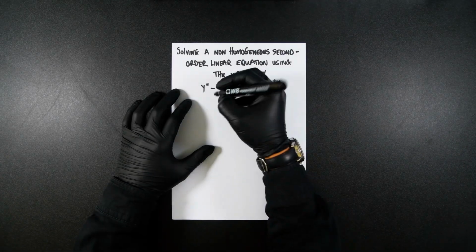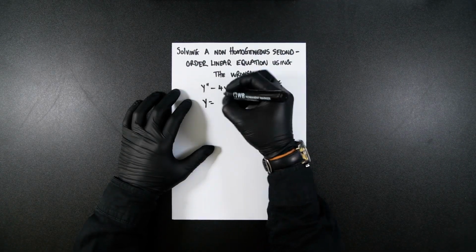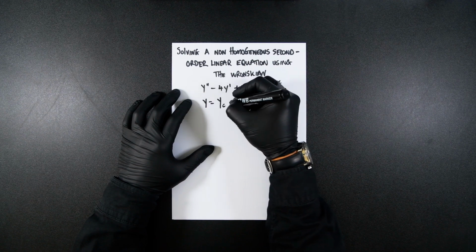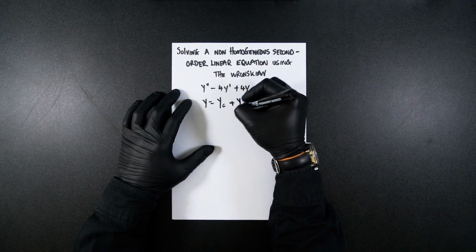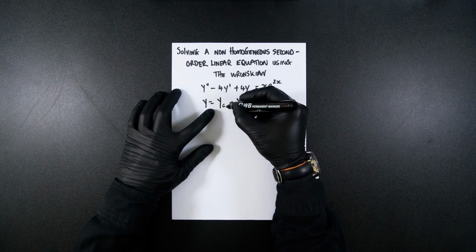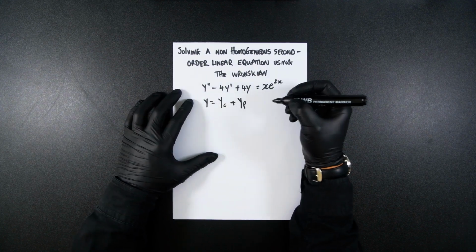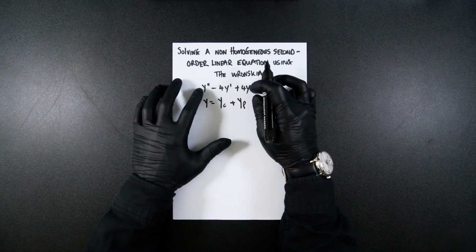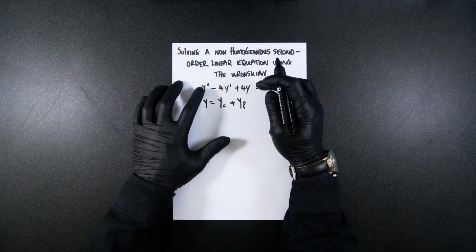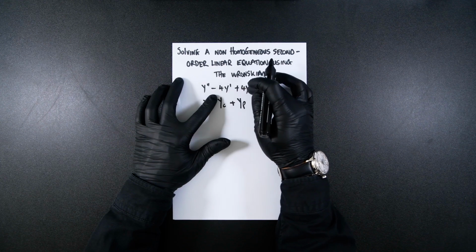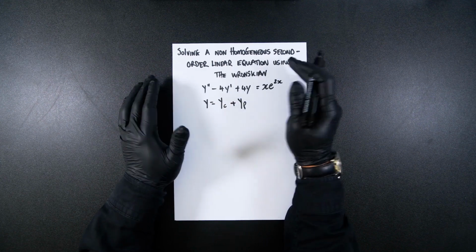The general formula is y equals yc plus yp. So let's first work out yc, which is probably the easiest one, then yp. And that's going to be looking at this as if it's a quadratic, like y squared minus 4y plus 4. So we can then just solve it.